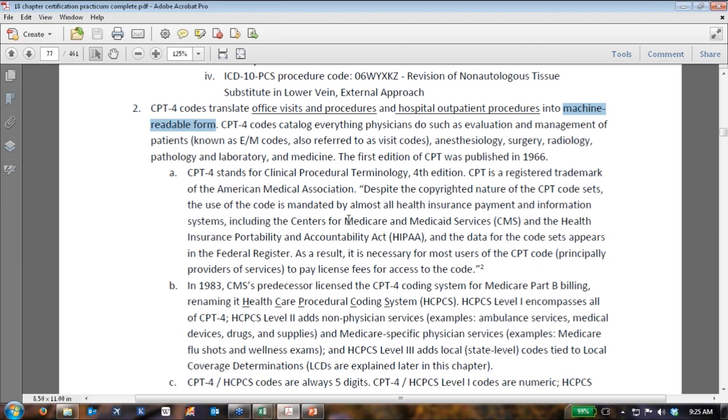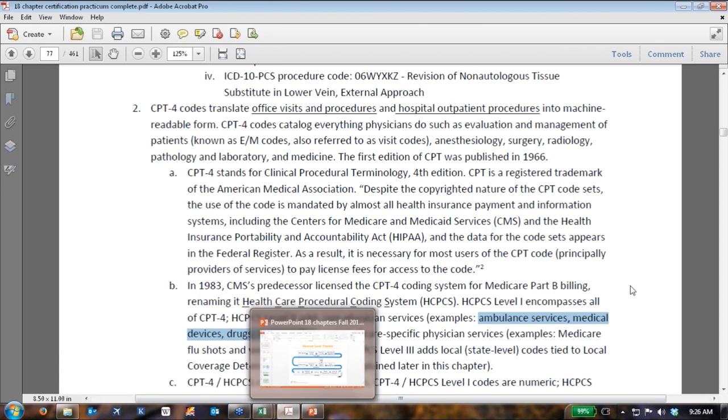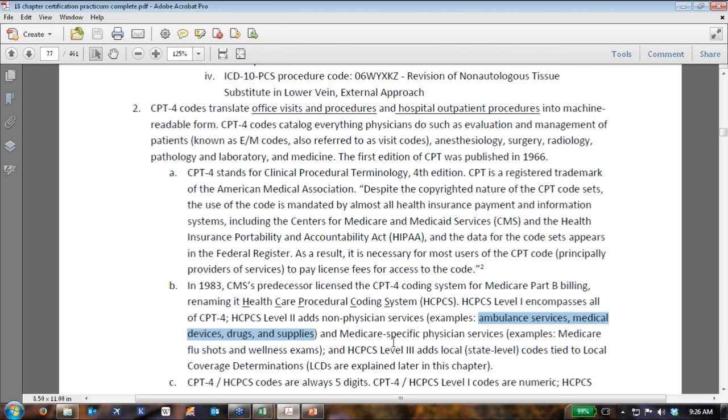Now, what has since been done is that CMS, or its predecessor, HCFA, a little over 20 years ago, licensed the CPT-4 system and turned it into a system called HCPCS, the Healthcare Common Procedure Coding System. The HCPCS book has basically three volumes. Think of it that way. Volume one is all of CPT-4, lock, stock, and barrel, no changes. HCPCS level two are services that are non-physician: ambulance services, medical devices, drugs, supplies. In other words, the book has since expanded beyond things that doctors do. And then there are also in this level two Medicare-specific physician services, like Medicare flu shots and wellness exams, things that are specific to Medicare.